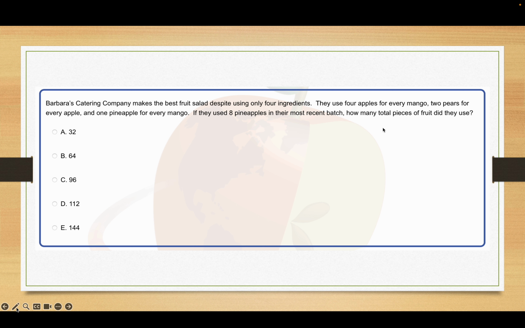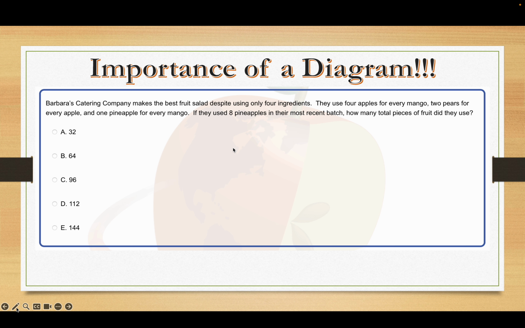All right, so there's 4 apples for every mango. Let A be apple, M be mango. 2 pears for every apple, and 1 pineapple for every mango. If they used 8 pineapples in their most recent batch, how many total pieces of fruit did they use?